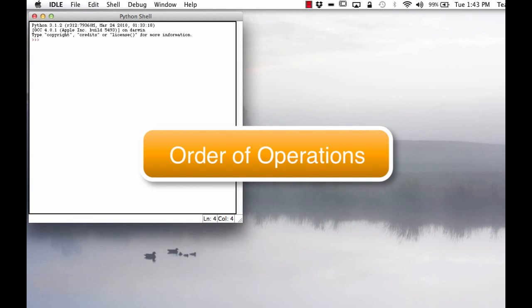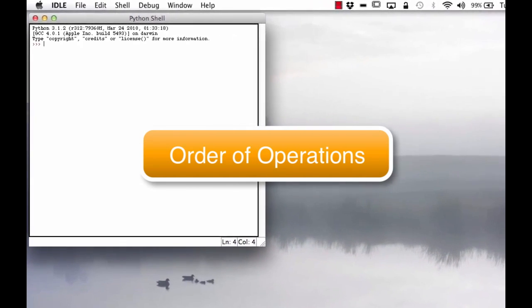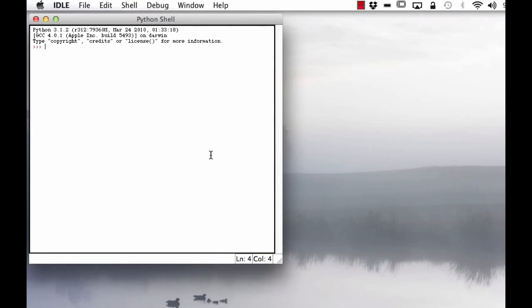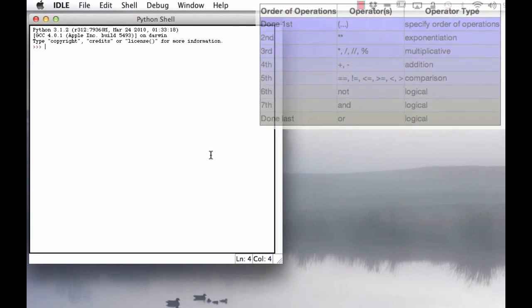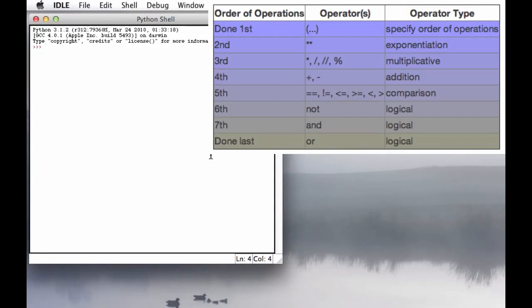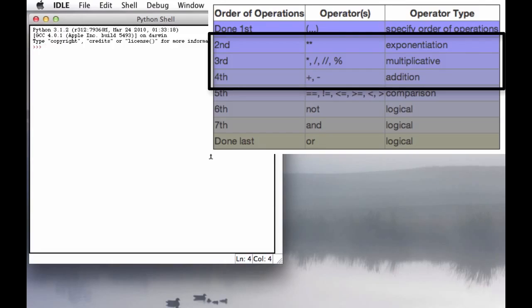Now that you know about different types of operators, like arithmetic operators, comparison operators, and logical operators, it's important that we know the order of the operations that take place. The first one that we talked about was arithmetic operators, and these are the operators that occur first. Anything like 3 plus 4, that type of operation is going to take place before we do comparison operations.